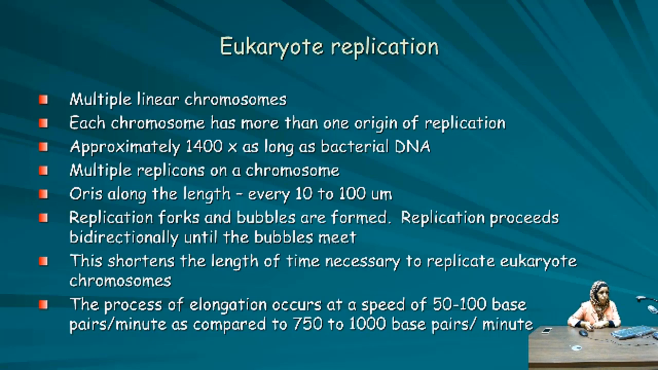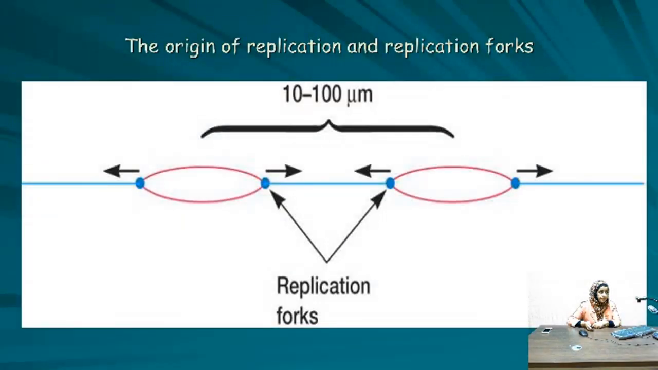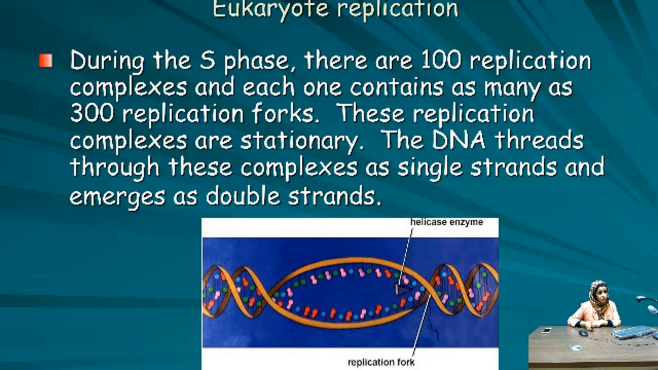The process of elongation occurs at a speed of 50 to 100 bases per minute, as compared to 750 to 1000 bases per minute in prokaryotes. The origin of replication. This figure shows the origin of replication and the replication fork. Replication proceeds bidirectionally from the origin, with about 10 to 100 micrometers of space between two replication forks.